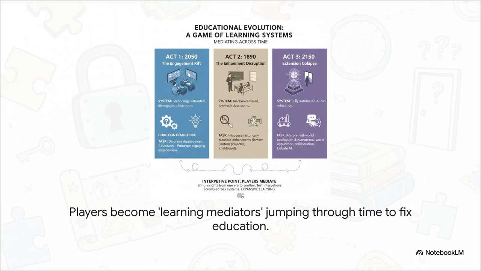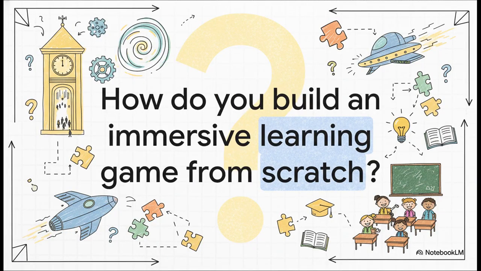So let's kick things off with a really cool example called educational evolution. Just picture it. Your students are no longer just students. Nope, they're now time-traveling learning mediators. And their mission? They have to jump across 3 completely different eras to save the future of learning. They'll go from a classroom in 2050 that's full of tech but totally disengaged, all the way back to a low-tech classroom in 1890, and then leap forward to a future in 2150 where an AI system is on the verge of total collapse. I know, it sounds awesome, right?